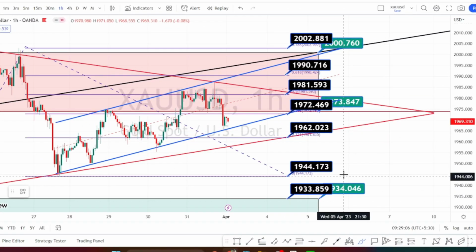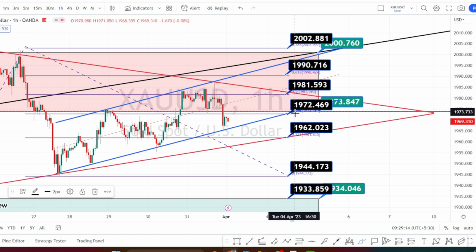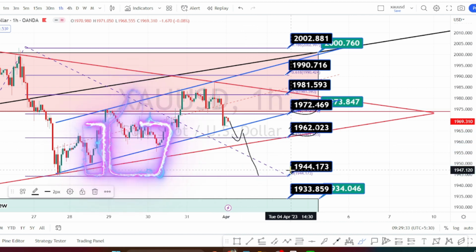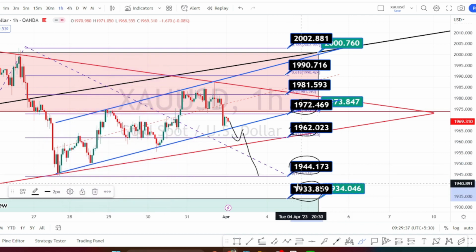So the values within this black color boxes are the resistance and support levels for current price action in hourly time frame. Currently the price action is trading between the resistance level of 1972 and support level of 1962. If the price action breaks this support level of 1962 and continues its bearish side retracement, the next level of support is going to be around 1944 and 1933.